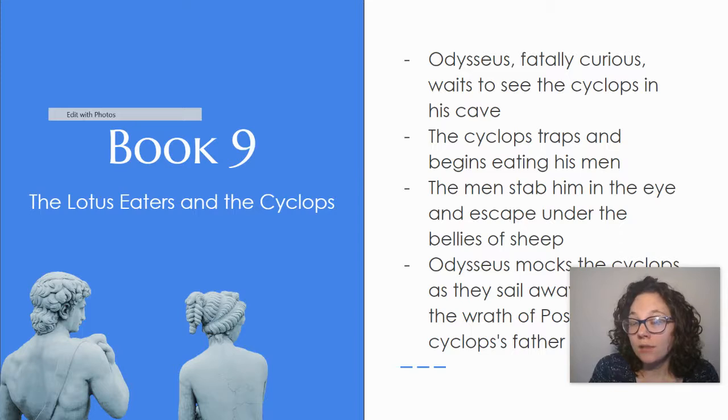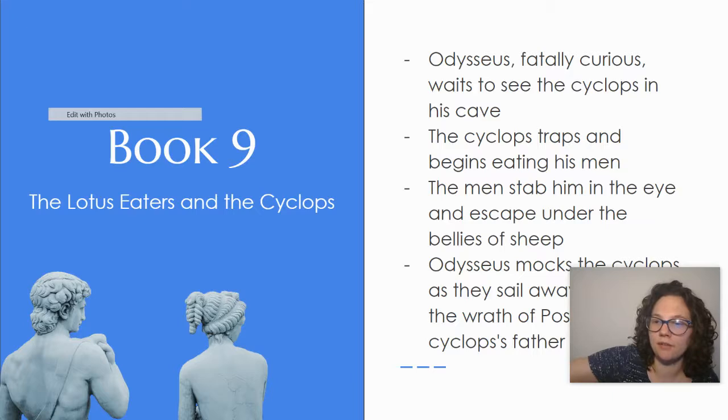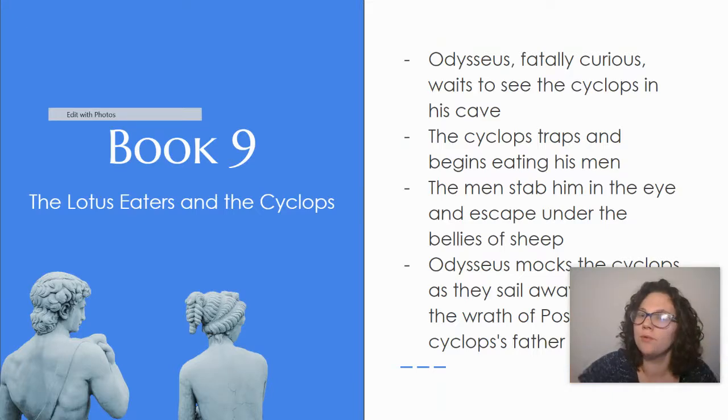So the way that they escape is they actually tie themselves under the bellies of sheep. It's actually really clever. They tie themselves under the bellies of sheep, and they tie three sheep together. So if the Cyclops feels under the sheep, he's going to feel one side or the other side, but he won't feel the man in the third sheep in the middle. So they tie three sheep together. They all tie themselves to the belly of the middle sheep and hold on for dear life. And they're actually like that overnight.